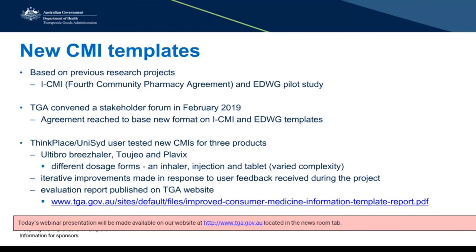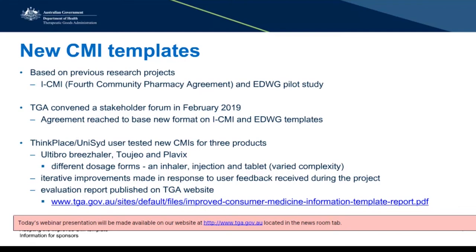Fast forward a few years after that, when there still hadn't been any major changes in the CMI space, the Electronic Distribution Working Group, of which Sylvia is the chair, conducted their own pilot study around CMI, and they also produced a template. At the beginning of last year, more media and community concerns with regards to the quality and effectiveness of CMI were being raised. The Minister gave us a direction that he wanted us to fix it.